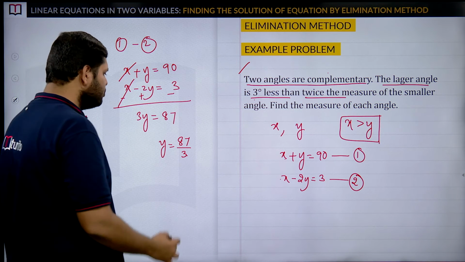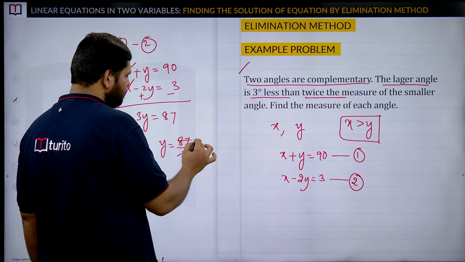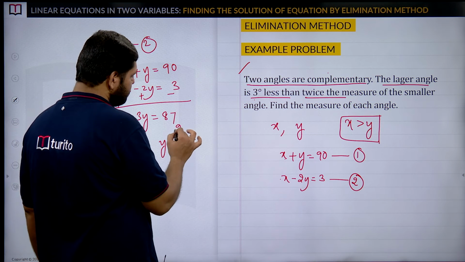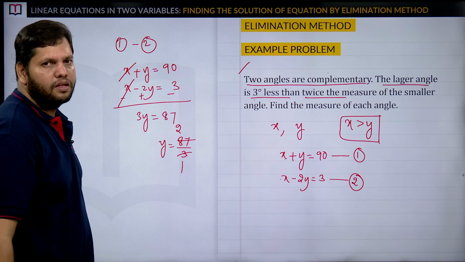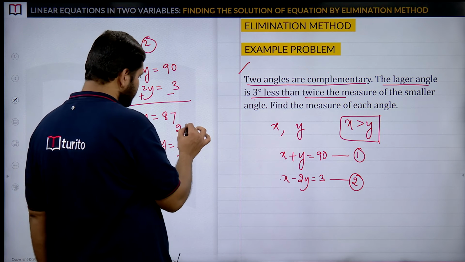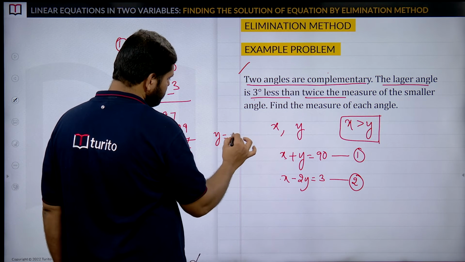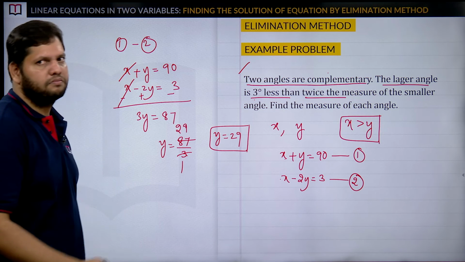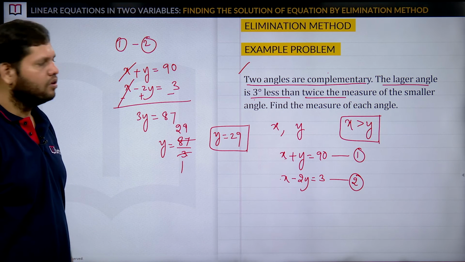Okay. Now tell me, children, this is 3. And this is how much, children? 3 2s are 6. 3 2s are 6 means how much is left, children? 27. So I can say 3 9s are 27. So y is equal to how much? 29 is the answer. Okay. So we got the y.